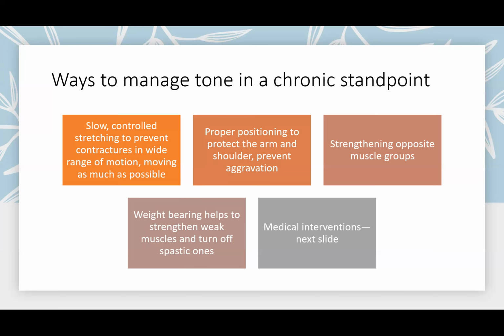What weight bearing can look like, if you're able to get on your hands and knees, can be simply being on your hands and knees and giving your arms a chance to put weight through them. It can also function as a stretch to your hand and wrist. You can weight bear standing at a counter or at a table, by laying your hand flat on the table as much as you're able to and just leaning forward through your hand.